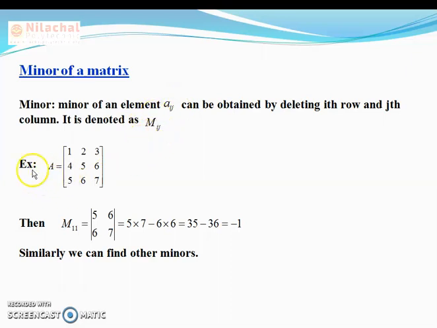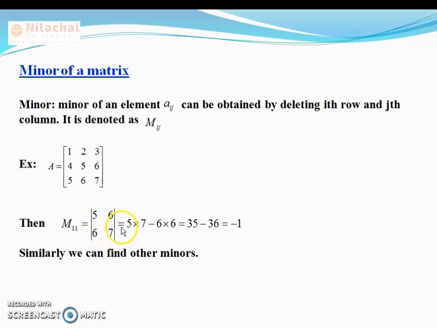So for example, A equals 1, 2, 3, 4, 5, 6, 5, 6, 7. Then this position is A11, so its minor will be written as M11. That can be found by deleting first row and first column. So first row is 1, 2, 3, first column is 1, 4, 5, just delete them in your own brain. What are the rest elements? 5, 6, 6, 7, okay, so you write down a determinant. 5, 6, 6, 7. This is a 2 cross 2 determinant.